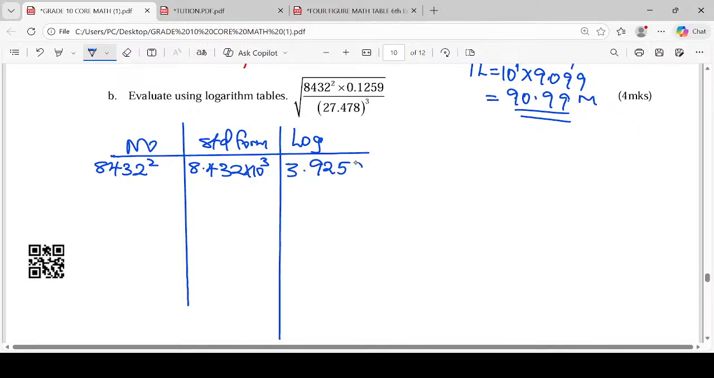So this is 9259. But because it was squared, now this one you have to multiply by 2. And when you multiply this by 2, what are you going to get? That one you can even do the multiplication using your calculator. There is no penalty. That will be 3.9259 being multiplied by 2 to give you 7.851.